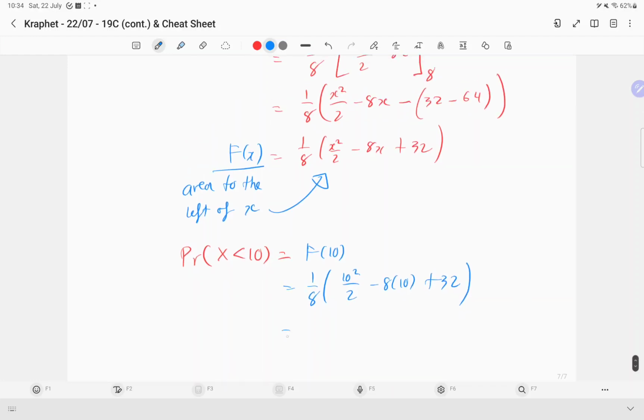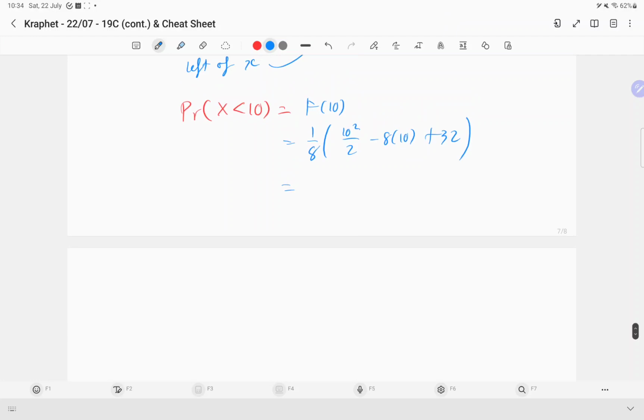The reason why I'm not calculating it yet is because I want to take out common factors first. So 10 squared will be 100. If I take out 2, inside here would be 25 minus 4 times 10, which is 40, plus 16. And that'll be 1 over 4 times (25 plus 16 is 41, minus 40 is 1). The probability is 1/4.